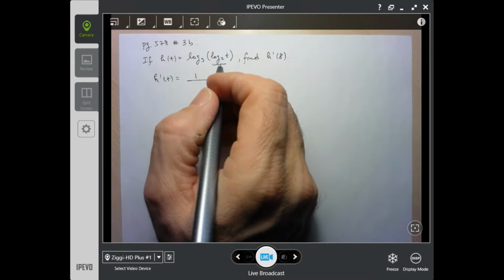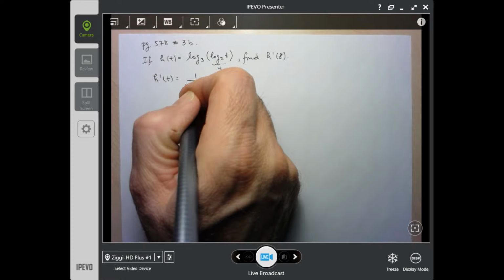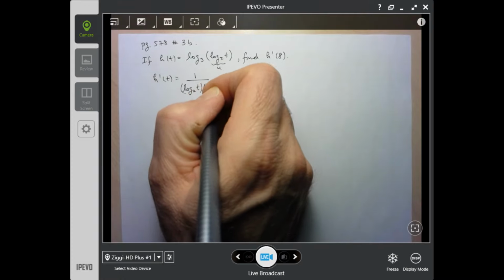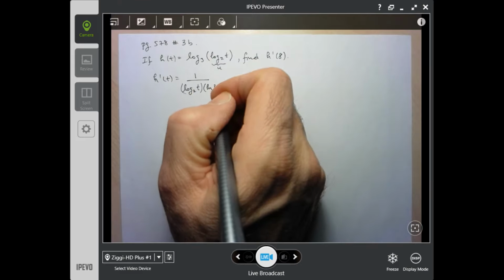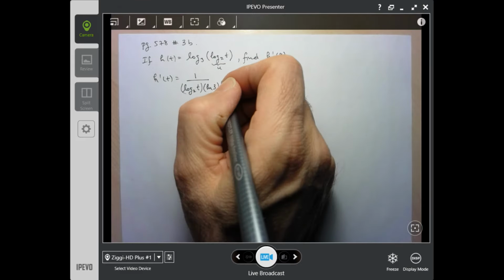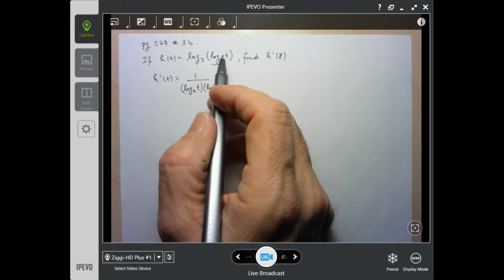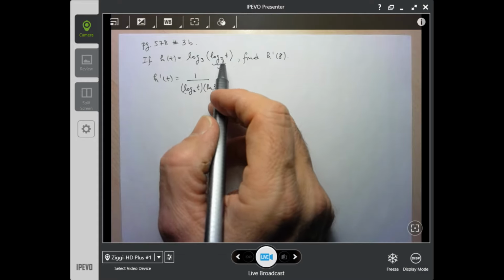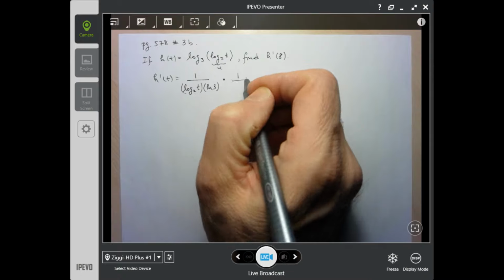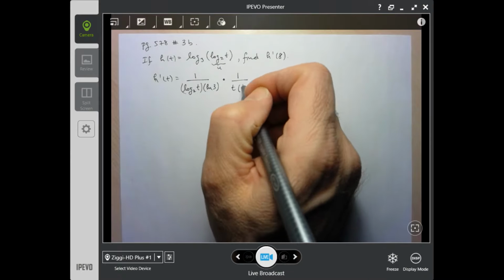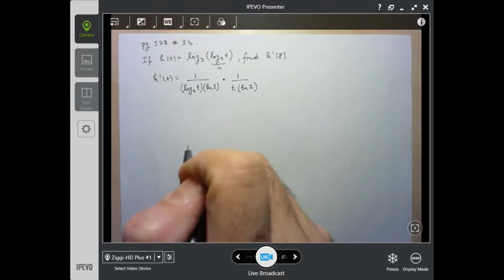So 1 over u here is log base 2 of t, and then I multiply that by ln of the base, which is 3. Okay, and now I'm going to multiply that by the derivative of the inside function, and this here I can do directly because the derivative of log base 2 of t is just 1 over t times ln of the base. In this case here it's 2.